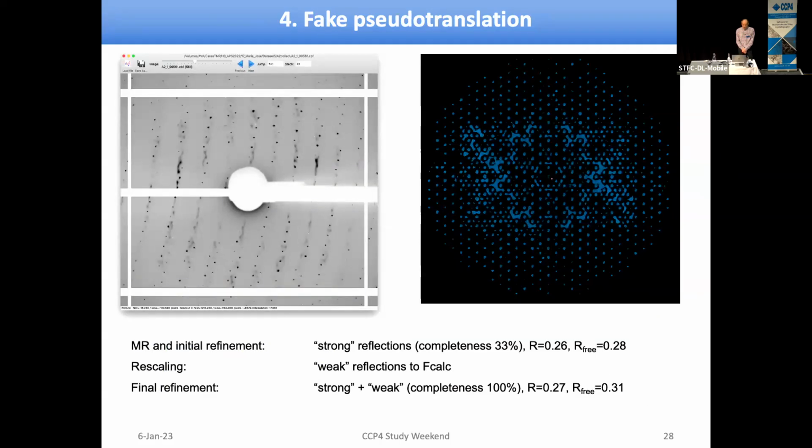The disorder is 2-dimensional here, and the tails of weak reflections form hexagonal shapes around the strong ones. The correct molecular replacement solution was found, and initial refinement was performed using only the strong reflections, 1/3 of the data. The weak reflections were then rescaled to Fcalc and combined with the strong ones for further model correction and refinement. And the last step was critical for correct sequence assignment. I like this example because it clearly demonstrates that pseudo-translation can come together with a partial disorder, which in this case can be easily overlooked and can make structure determination difficult or impossible.